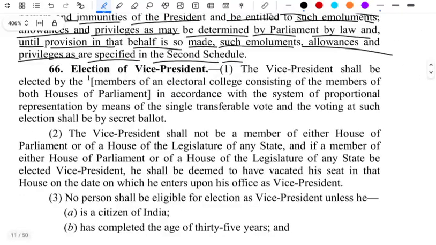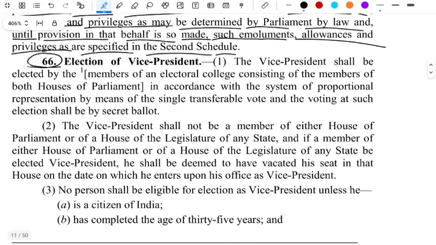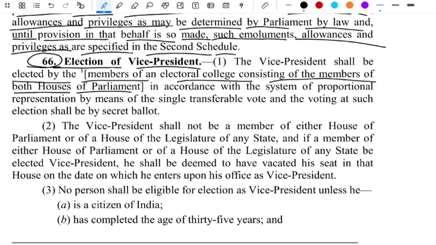Okay, so next is Article 66, the election of the Vice President. The Vice President shall be elected by the members of an electoral college consisting of the members of both Houses of Parliament, है ना, in accordance with the system of proportional representation by means of the single transferable vote, and the voting at such election shall be by secret ballot.